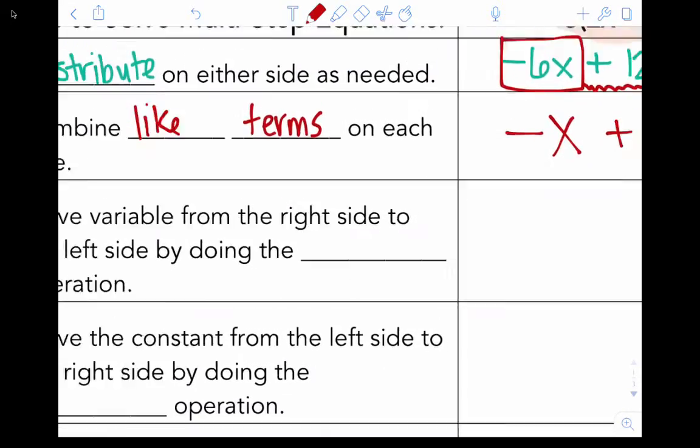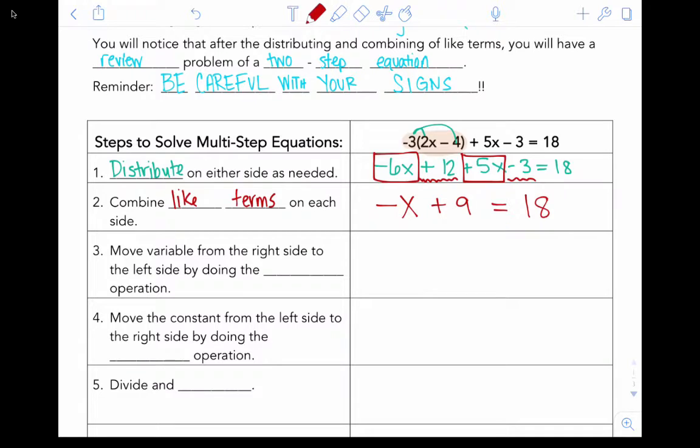All right. So one thing I want to point out is these first two steps, we're just working on one side of the equal sign at a time. So these first two steps are a little different than the rest of this. The rest of this problem, we're going to be moving stuff back and forth from one side of the equation to the other. But like I've said a couple times now, when we're doing the distributing and when we're combining like terms, we're only on one side of the equal sign at a time.